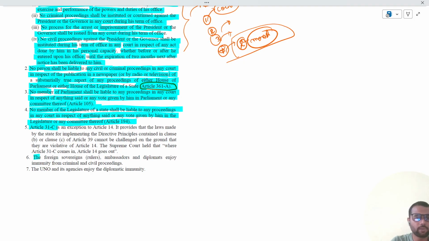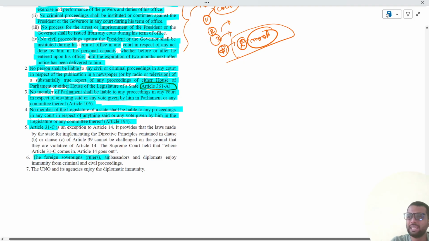Also, the foreign sovereign, that is the people working in the embassies and the diplomats, enjoy immunity from the criminal and the civil procedure. Also, the UNO and its agencies enjoy diplomatic immunity.